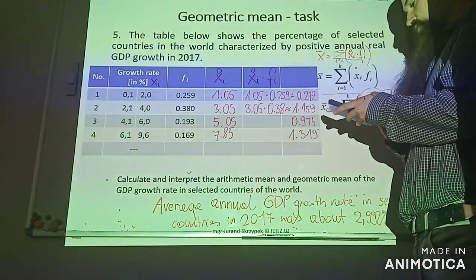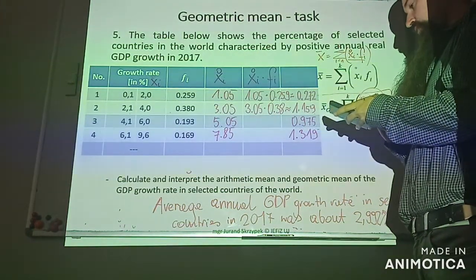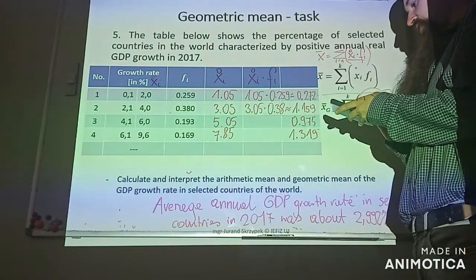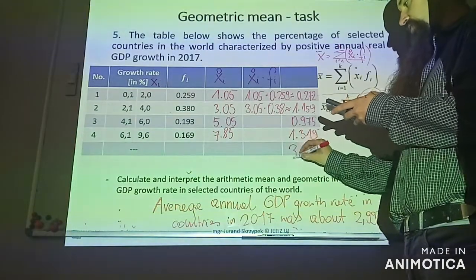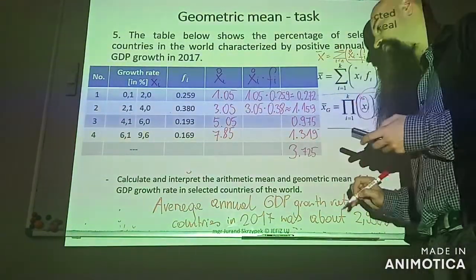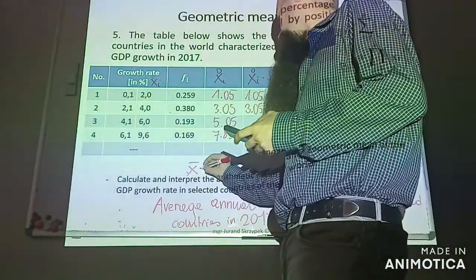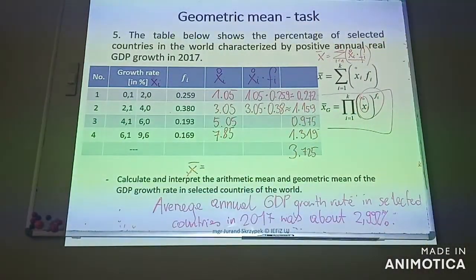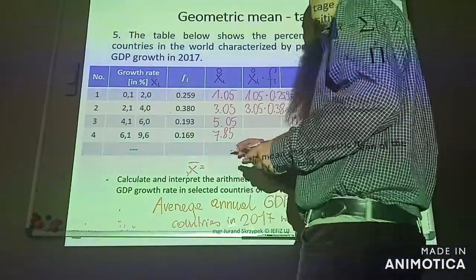0.272 plus 1.159 plus 0.975 plus 1.319, and the final result is 3.725, and this is our arithmetic mean of real GDP growth rate in selected countries.